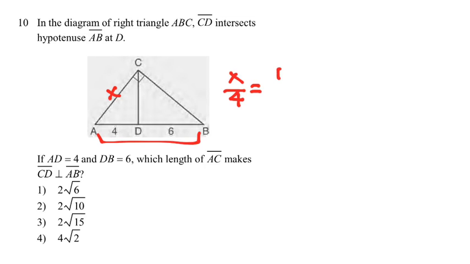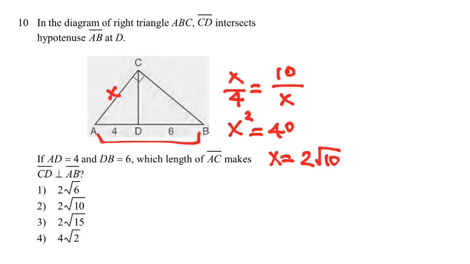And then 10, which is 4 plus 6, is in fact the hypotenuse, and from the small triangle, the hypotenuse becomes X. So we can set up the same ratio. Then we realize X squared must be equal to 40. Hence X must be equal to 2 square root of 10, which is choice 2.